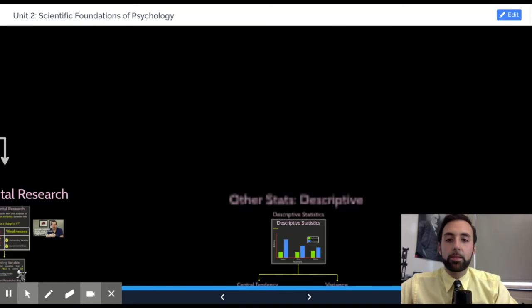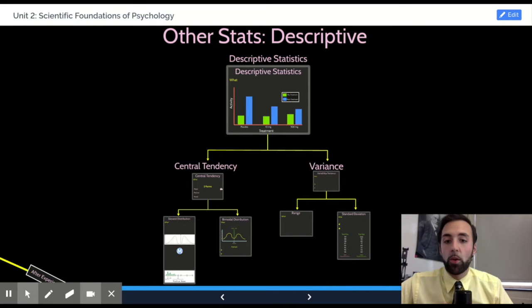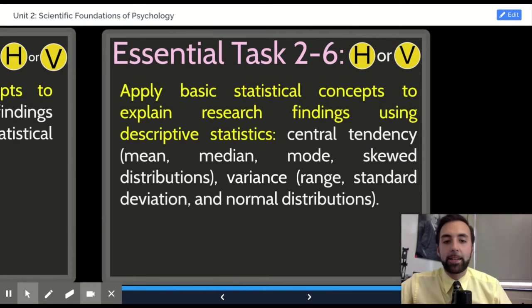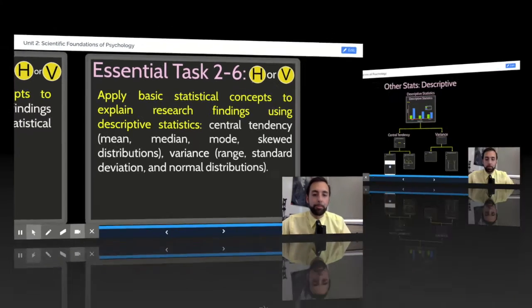I think this concept map could be held horizontal or vertical. It is the 7 total boxes that you see here, where we define descriptive statistics there at the top. There's a pretty big picture of a bar graph there. And then we identify what's called central tendencies, and then end with talking about variance. So I'll go back to the text of the essential task, give you a moment to pause the video, and copy down the yellow portion.